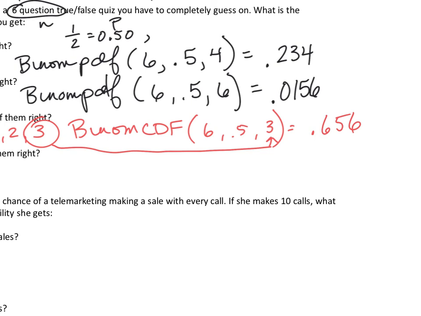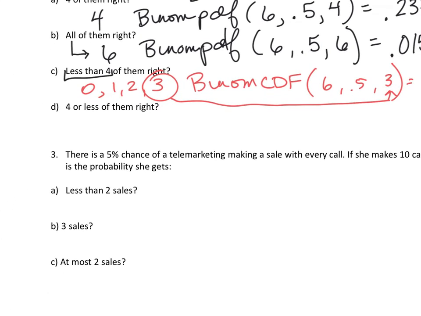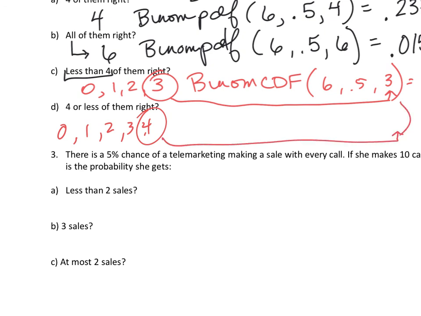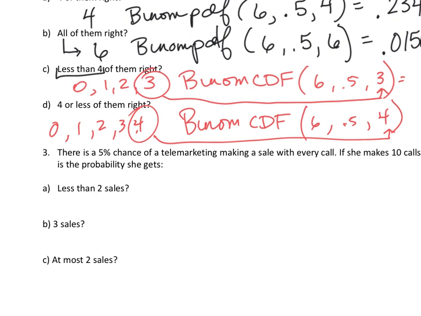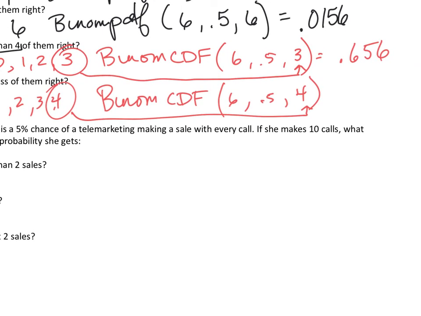All right, the last one in that group, 4 or less. That's the numbers 4 and all the numbers less than 4. So this time, 4 goes in our calculator for our x value. And it's CDF because I have a whole list of values. So I do binom CDF. 6 is my trials, comma, 0.5 for my P, and 4 for my X. And I get, what do I get? 0.891.